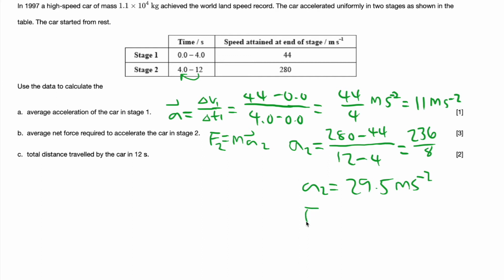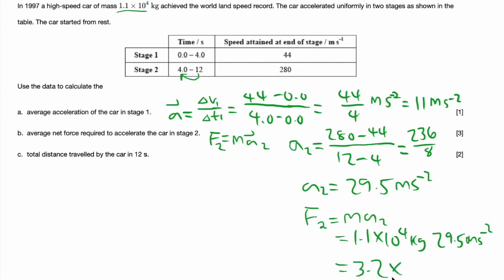So now you can calculate the net force. We know the mass is given by the problem. 1.1 times 10 to the power of 4 kilograms times acceleration. So this will give you a number of 3.2 times 10 to the power of 5 newtons.